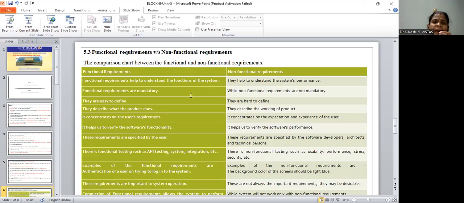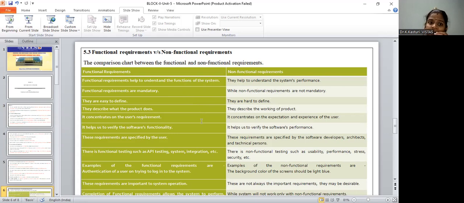Functional requirements are mandatory, they are compulsory, while non-functional requirements are not mandatory, but they predict the quality of the software. Functional requirements are easy to define; non-functional ones are hard to define. We can define that we are having so and so function. It's easy compared to the non-functional requirements. They describe what the product does, what the function is. They describe the working of the product.